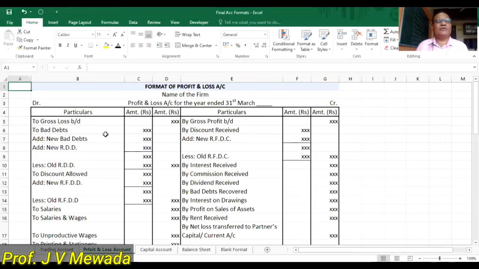So here we are having a formula of the bad debts, which I already explained, or I'm going to explain in the adjustments. And there is another formula of discount allowed, which also I'm going to explain in the adjustments.